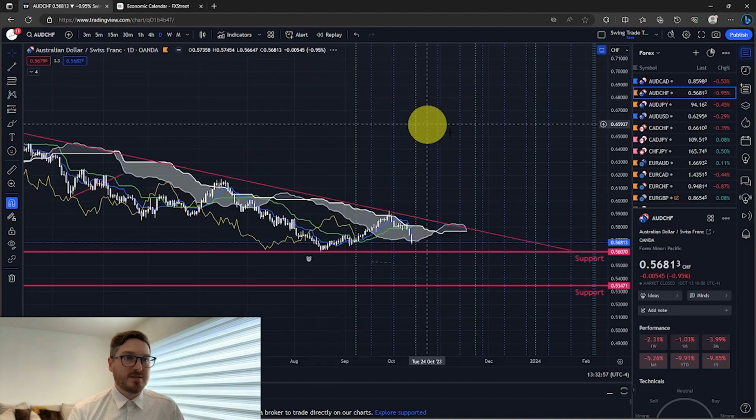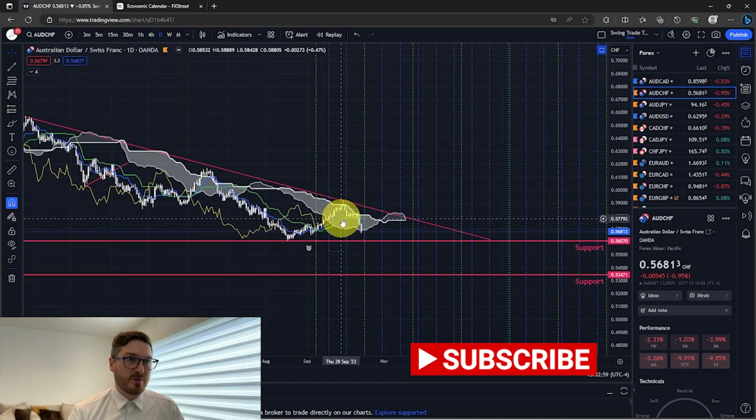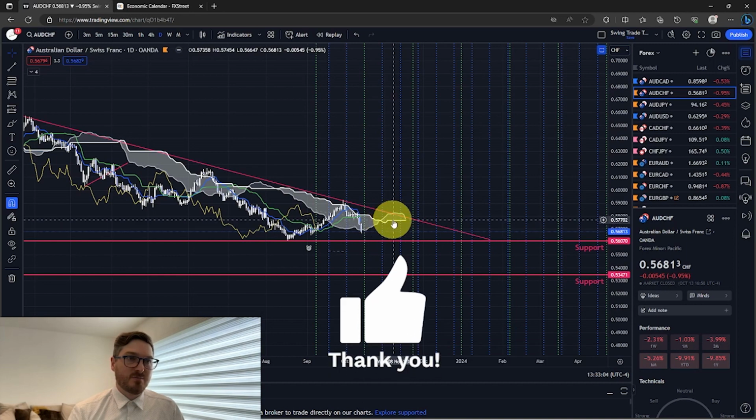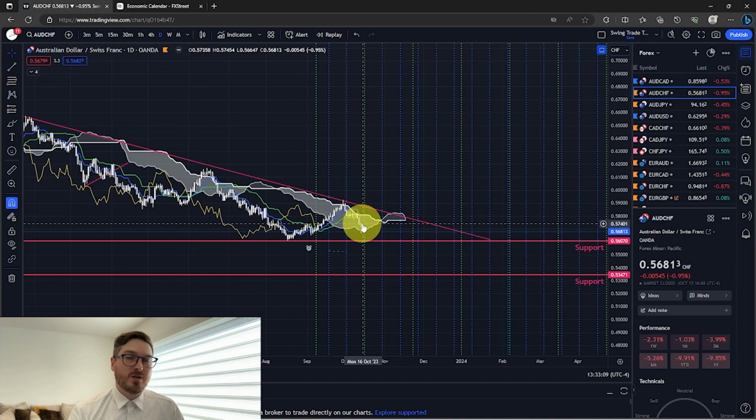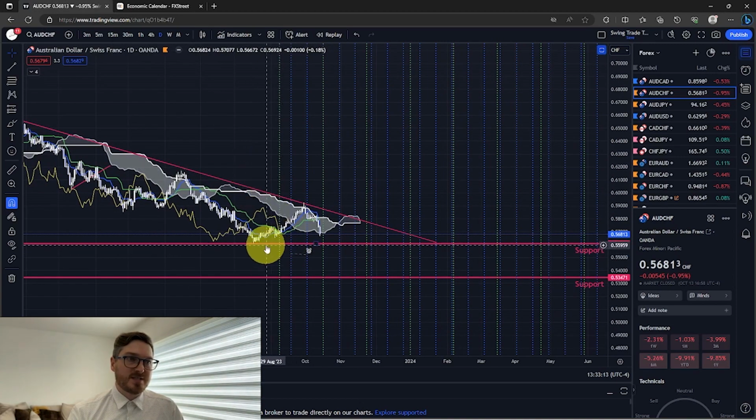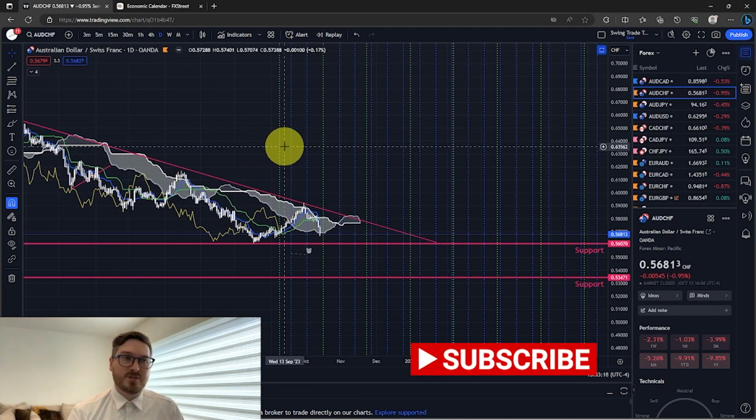But let's look at the daily chart, because on the daily chart, we have a ranging market. And so it looks like this week is just going to be ranging. We have a bullish Kumo cloud twist, and price is pretty much right inside the Kumo cloud, which is very turbulent. So this week, unless we get this break here, I'm not going to be looking to trade the AUD Swiss franc.